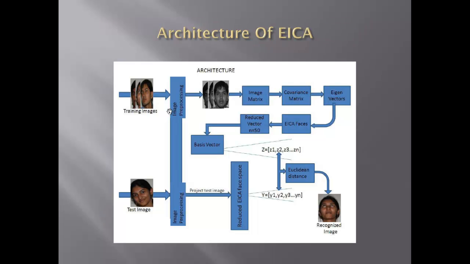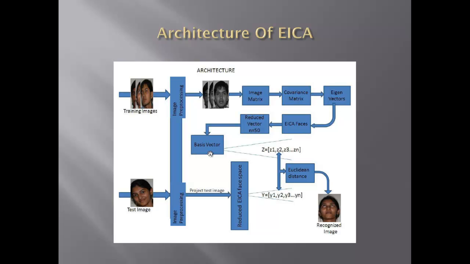Now we'll see the architecture of EICA. Here, all the images are considered to be the training images, that is, each image is a trained image. And some pre-processing steps are applied on these training images to make them more effective. See the difference here. And now, all these images are constructed in the form of a matrix, that is, the image matrix. For this image matrix, we construct a covariance matrix, and from this covariance matrix, we find the eigenvectors. Then those are considered to be the EICA faces. And the vector size we reduced to here is 50, we can make it 25 or 70.